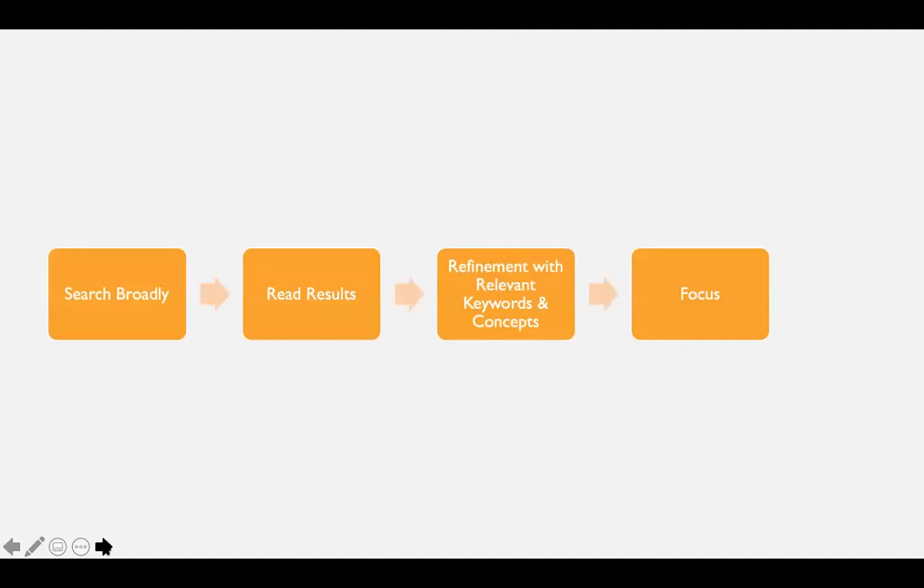So again, very simple process. Nothing overly earth-shattering here, but just to let you understand that, again, searching broadly initially, going to be reading the results. You're going to make some refinements or tweaks with relevant keywords or concepts or even acronyms. There might be an acronym that is used in one of those titles or abstracts that you were unaware of that really focuses in on that particular subject or that concept. And then you're going to be able to narrow down your focus even more.